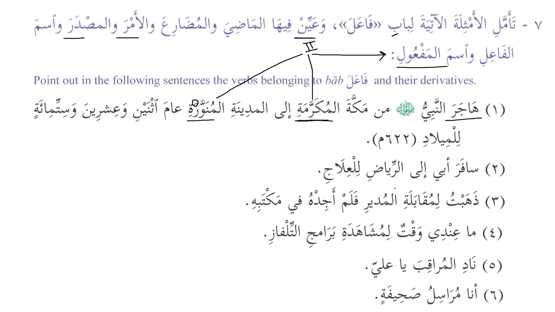My father traveled to Riyadh for treatment. Safara is form number 3. We don't need to say form number 3, we know we are discussing form number 3. If we have any other form, then we will mention that. So safara is the past tense, fail madi, and Al-ilaji is masdar.